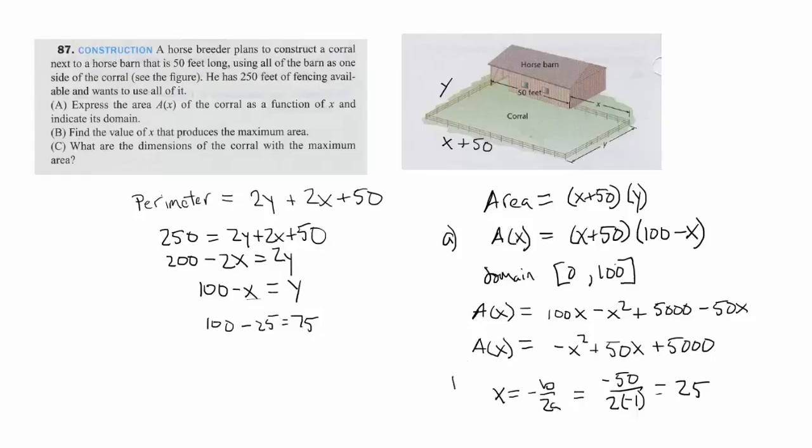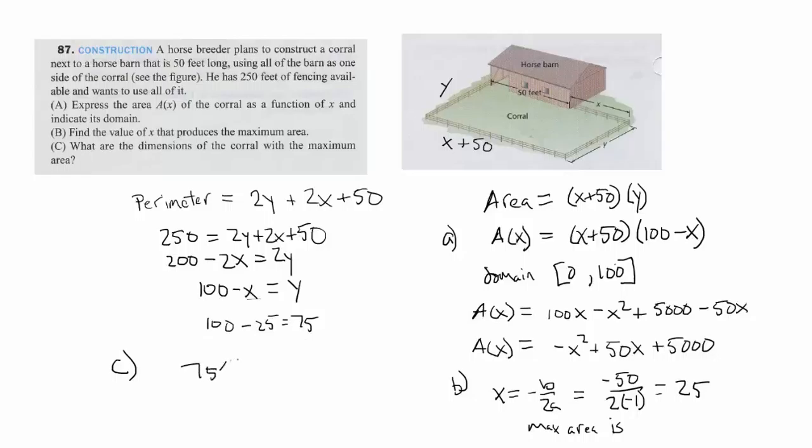25 is part B, and the other part is to know what the max area is, and we're going to come back to what it is. Part C asks what the dimensions of the corral are. And we just found that the y side was 75 feet.